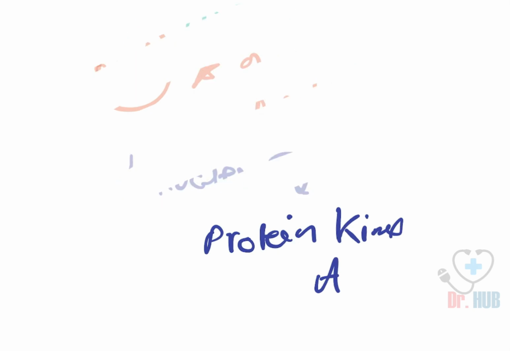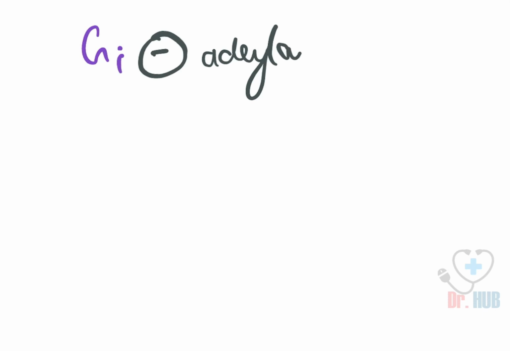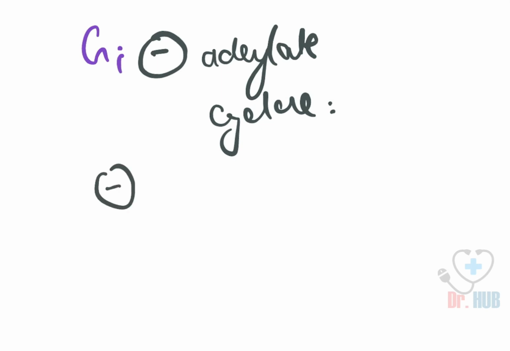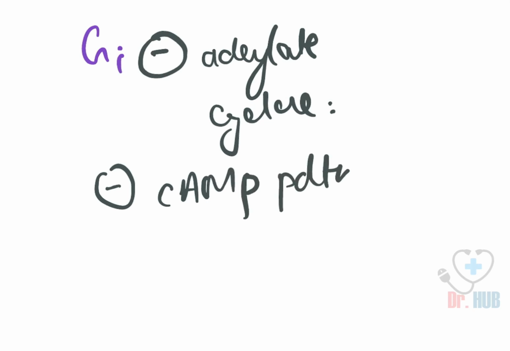Next we move on to the GI. In case of GI, it inhibits adenylate cyclase. So what is the second messenger? It inhibits the cAMP production.